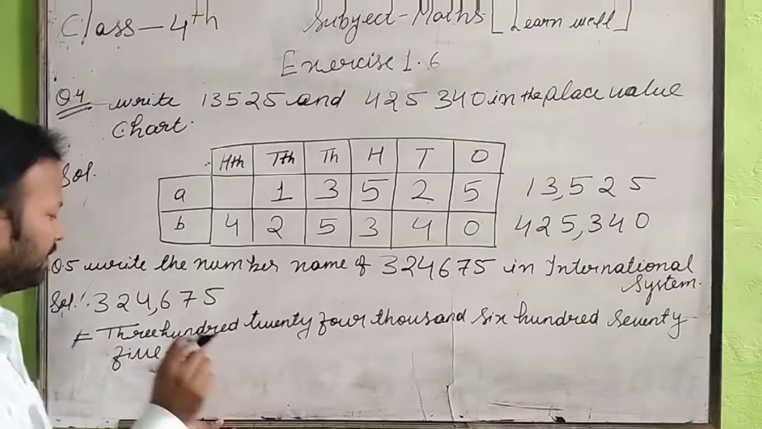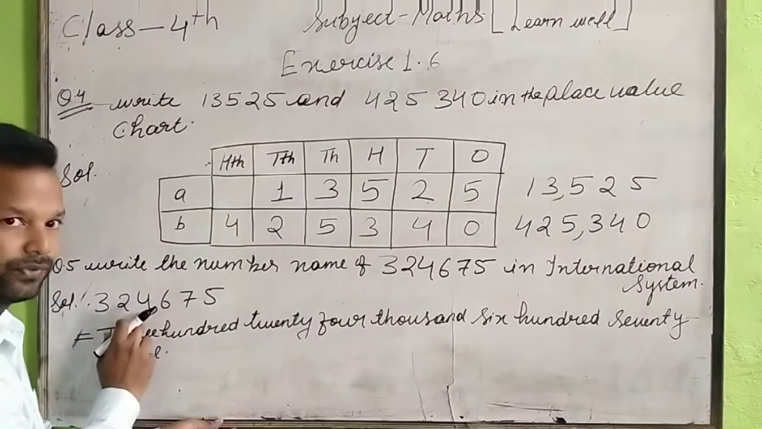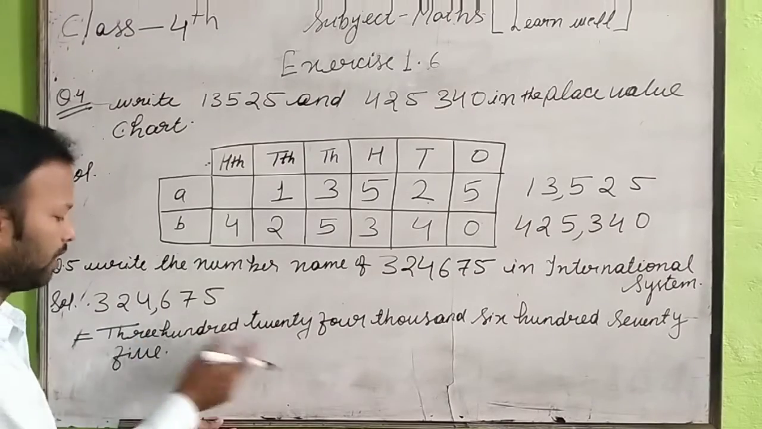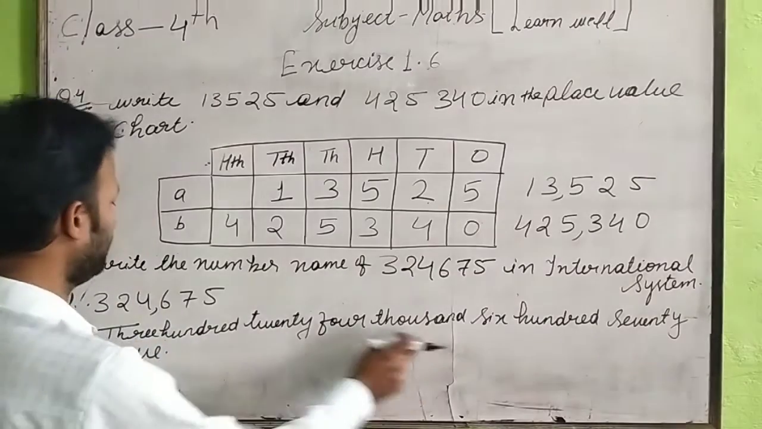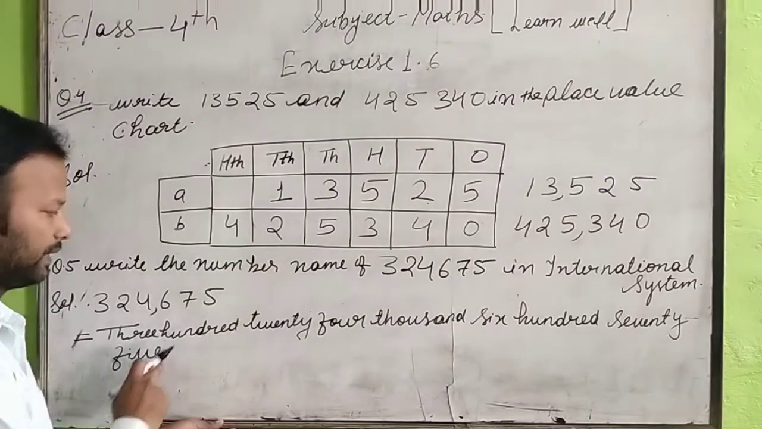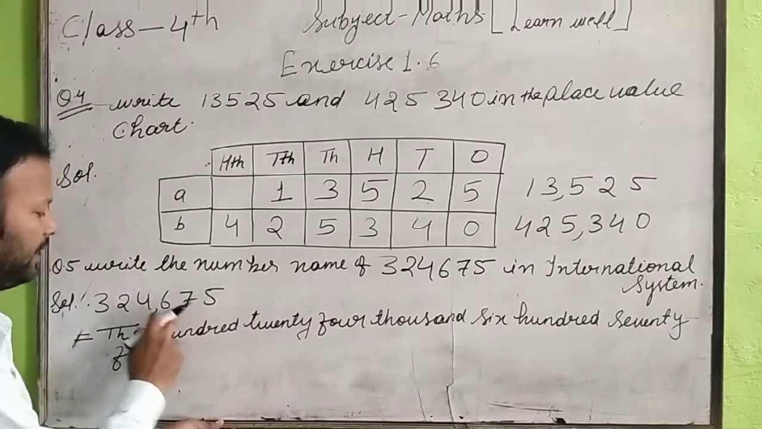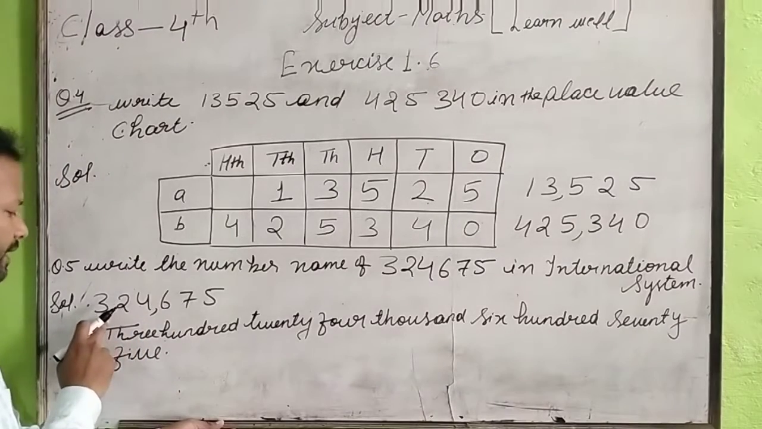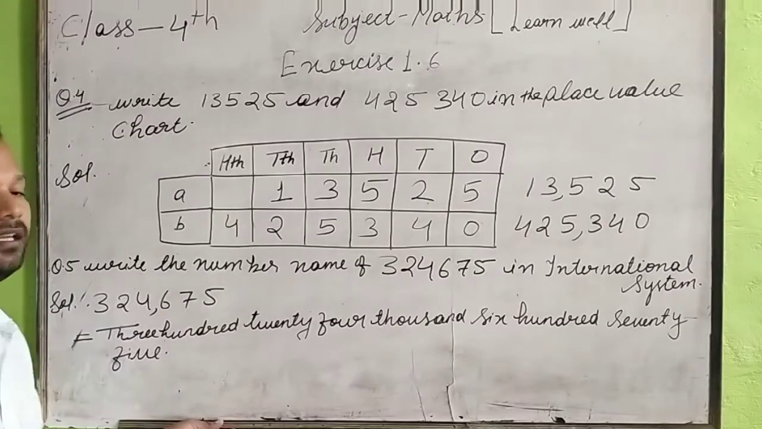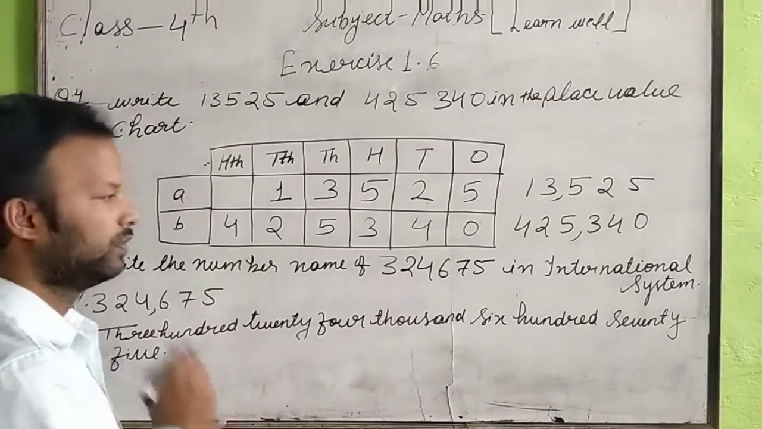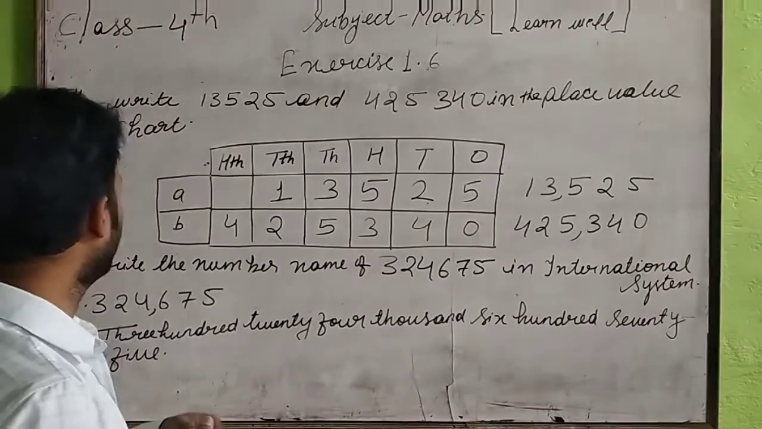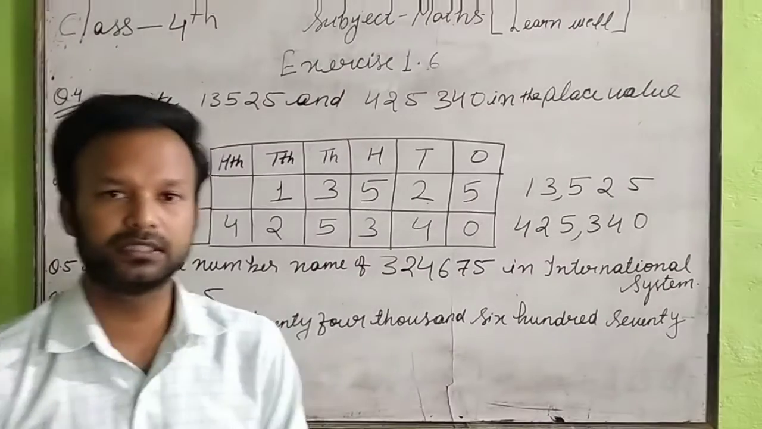How did I tell you to read it? What is written here? 324. Okay. So it is read like that: 324,675. I told you how to read: ones, tens, hundreds, thousands, ten thousands, hundred thousands. So here we will read 324,675. Like this we write in the international system. Hope you understood. We will begin question number 6.